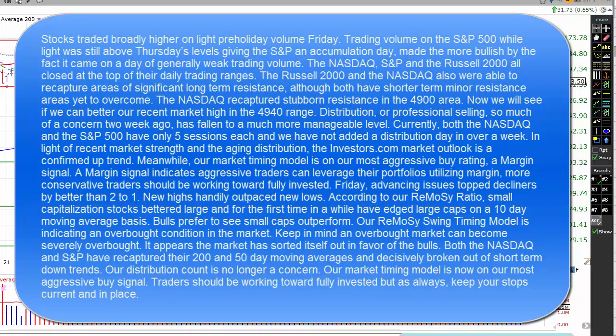The NASDAQ, the S&P, and the Russell 2000 all closed at the top of their daily trading ranges. The Russell 2000 and the NASDAQ also were able to recapture areas of significant long-term resistance, although both have shorter-term minor resistance areas yet to overcome. The NASDAQ recaptured stubborn resistance in the 4900 area. Now we'll see if we can better our recent market high in the 4940 range.